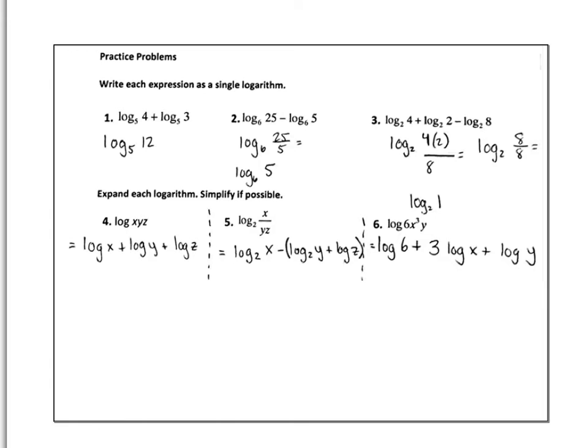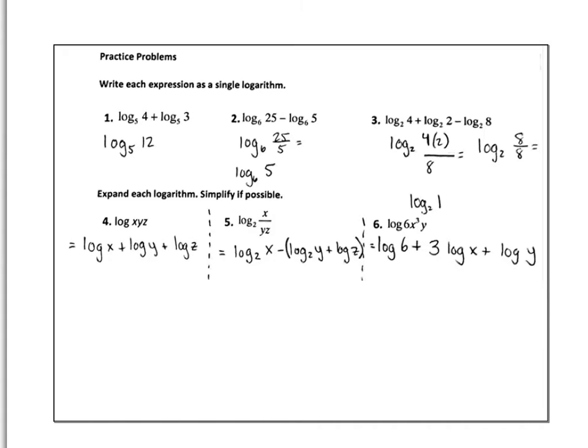Here are your 6 problems that were on this page of notes. Number 1, to get the 12, you multiplied the 4 and the 3, because you want to write it as 1 logarithm instead of 2. Number 2, you divide since it's subtraction.